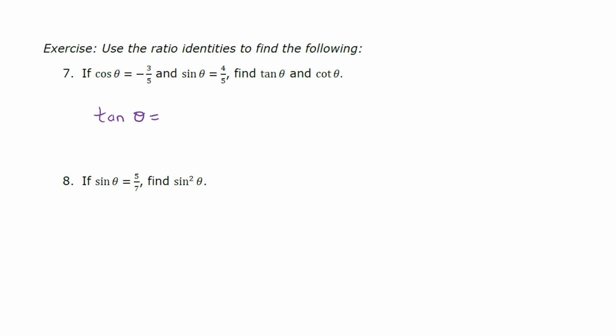So tan theta, according to the ratio identity, is sine theta divided by cosine theta. Well, we know that sine theta is 4/5 and cosine theta is -3/5. If we divide these two ratios, we get -4/3. So the tan of theta is -4/3.